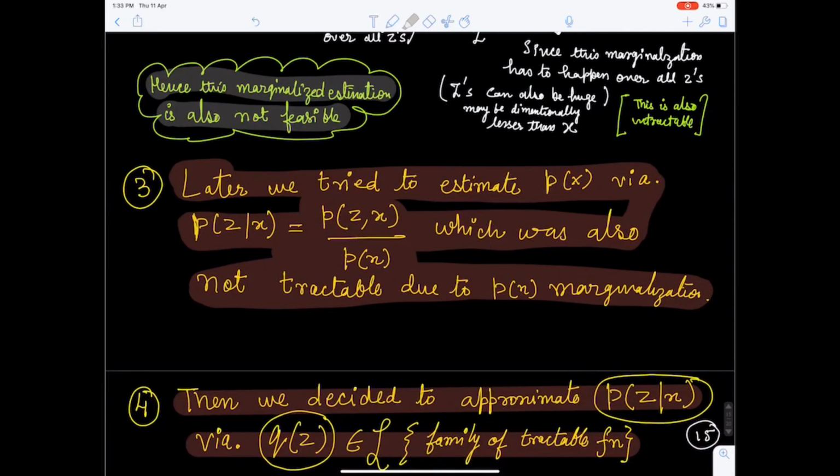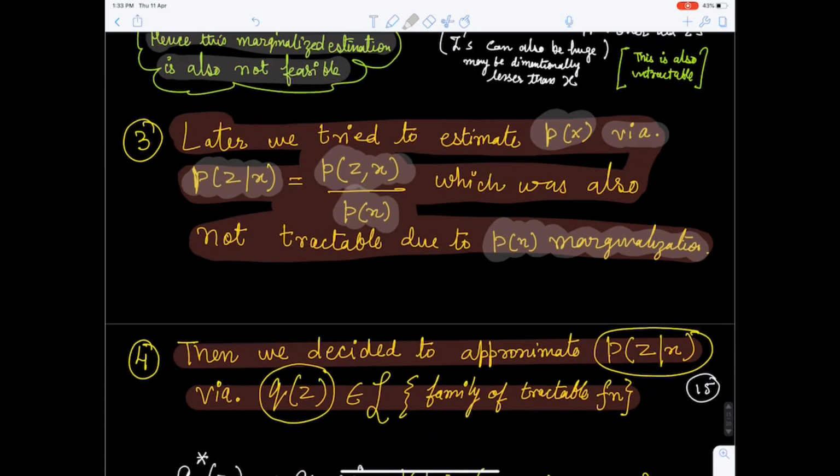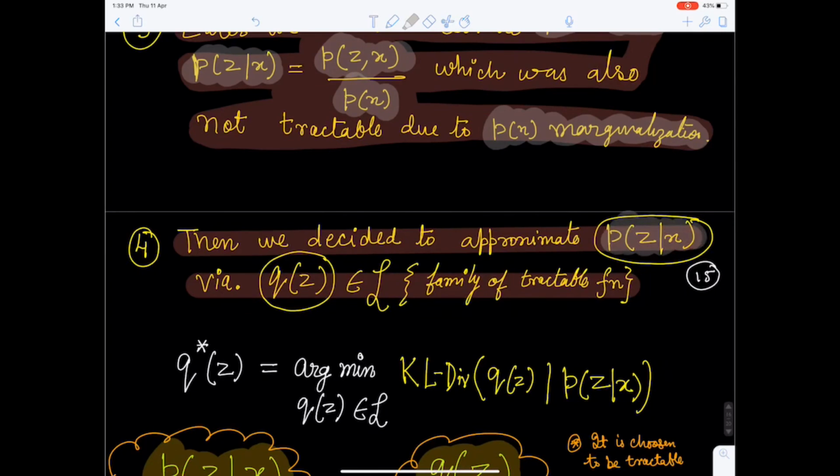Then later we tried to estimate the probability of X via the probability of Z given X, which again we have seen is the probability of Z given X divided by the probability of X. And again you have to marginalize with respect to your P(X). So again your P(X) marginalization created a problem for you. Then we decided to approximate this probability via another probability density function Q(z), which is actually very close to the probability of Z given X, and it is coming from a tractable family.